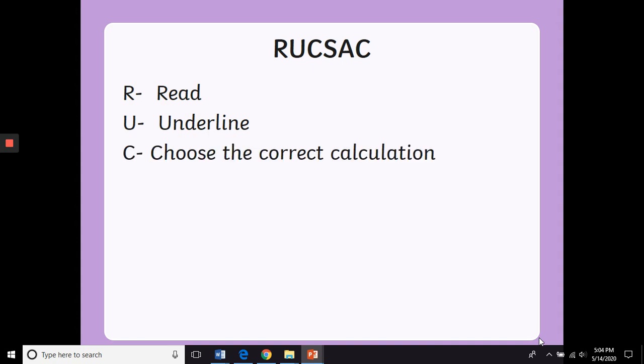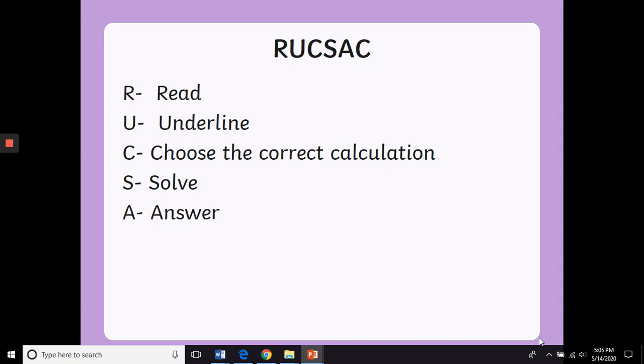Then the C. C stands for choosing the correct calculation. So are you going to add? Are you going to multiply? Since we are doing multiplication, we are only going to focus on multiplication. Okay. The next one is solve. We solve the word problem.